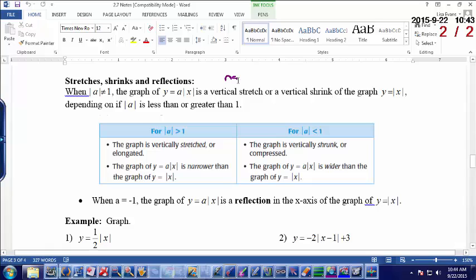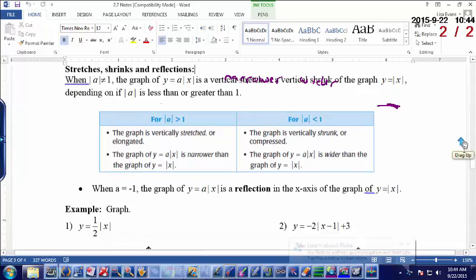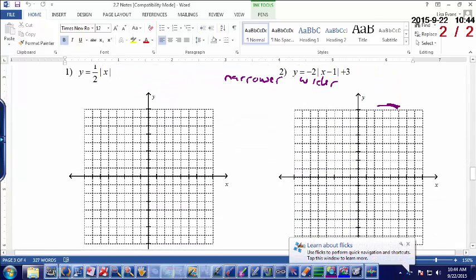So this is narrower. A vertical stretch is narrower. A vertical shrink is getting wider than our original parent graph, the graph that we just had in number 1 above and the graph on the front page of the notes. When A is negative, y equals A times the absolute value of X is a reflection. So when it's been reflected, it means it's flipped down, it's opening down. So let's go ahead and just get started with these 2 problems so you can see what I'm talking about.